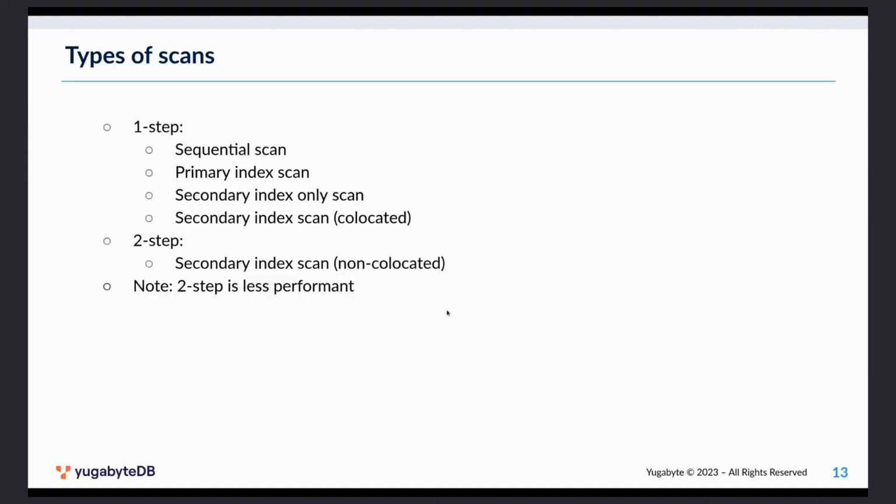So we just saw an example of a sequential scan, and that's a one-step type of scan. Same with primary index scans or secondary index only scans, and also secondary index scans when they're on a collocated table. But there's also another variant called a 2-step scan, which means we'd first go to the index, and then we'd have to use the results to go to the table. And if you can imagine, this would be less performant because going to the index would not be using the aggregate pushdown. Only when we go to the table, we'll be doing the aggregate pushdown.